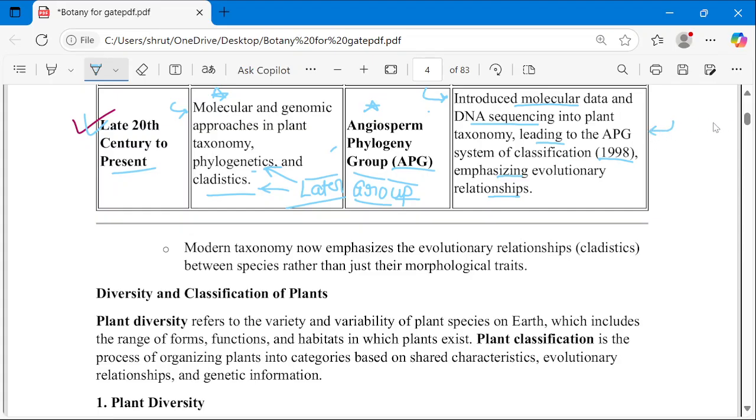There are many more things to learn about this APG system, which is the recent advanced naming system used for classification of plants. Up to today there are 4 editions of the APG system given in different years. The last, 4th edition was given in 2016. Today it is 2025. This is the most advanced.